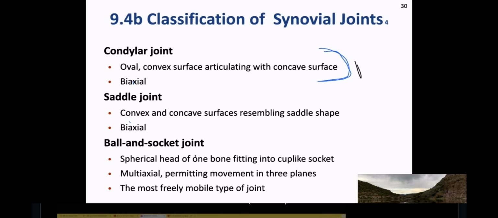and where I could actually slide kind of forward and back on this part and kind of forward this way and there that way. So two different directions. And the same shape only pointed in a different direction would become the saddle type of synovial joint. The most mobile joints are the ball and socket.